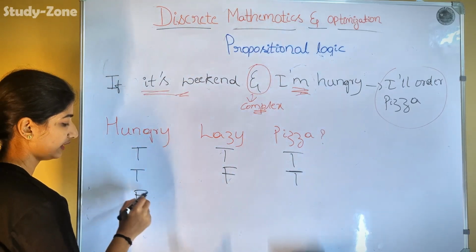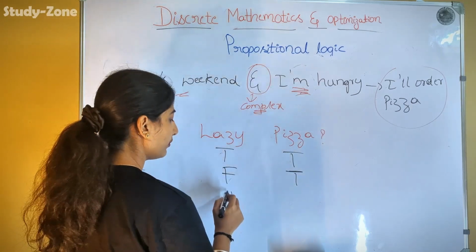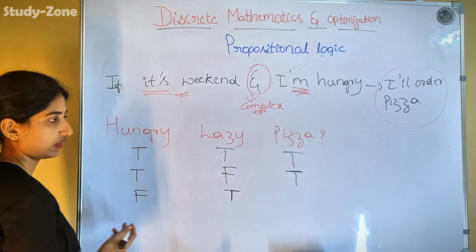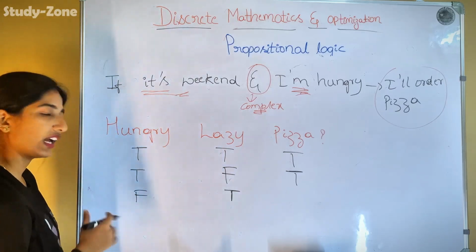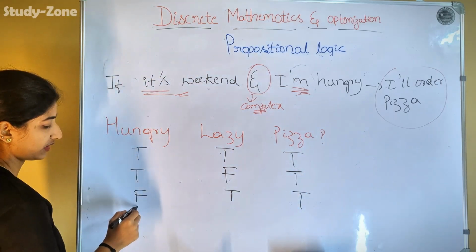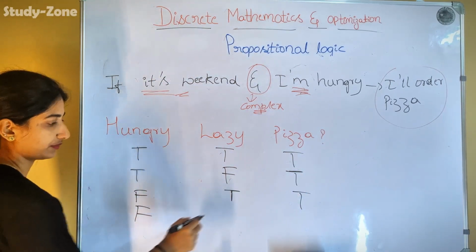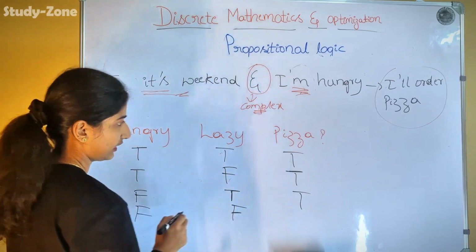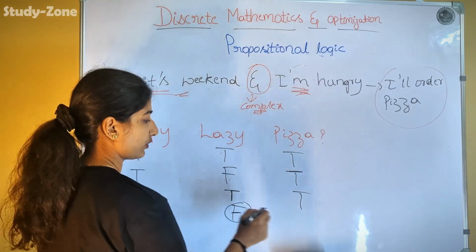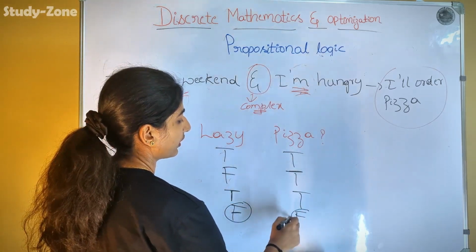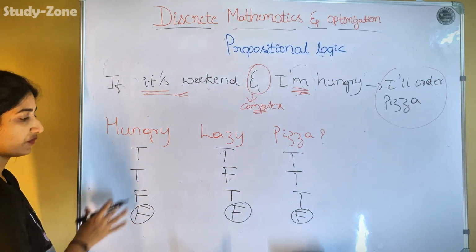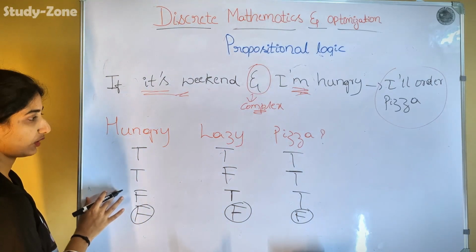I am not hungry and I am lazy. What will happen? It's weekend, right? So if I am not hungry, I will eat pizza. Right? So that's why it can be also true. But sometimes I am not hungry. I am not lazy. What will you do? I am not hungry, one thing. I am not lazy also. Then I will not order pizza. So in this scenario only you will not order pizza. So in all these scenarios you can order pizza.